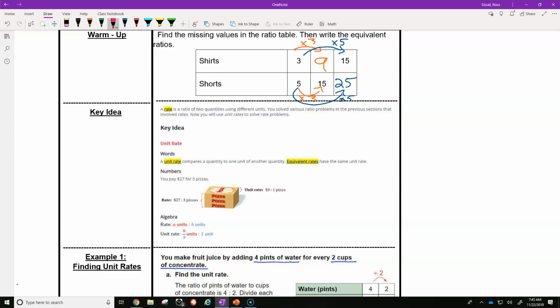Braden, you were my 3rd person. What could be another one we could have? 18 on the top one and 30 on the bottom. How did you get it? 3 times 6 and 5 times 6. So this time we used the same term each time. Did we have to? Absolutely not. But it's okay if we do.